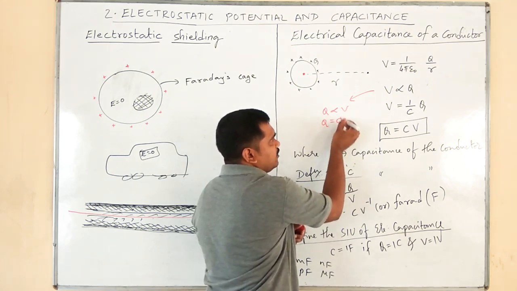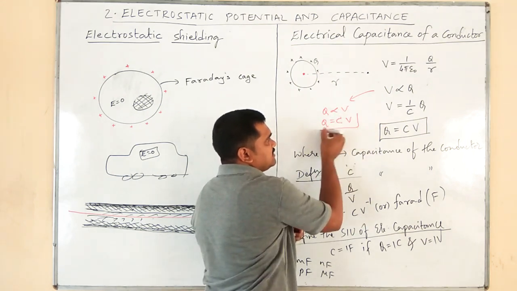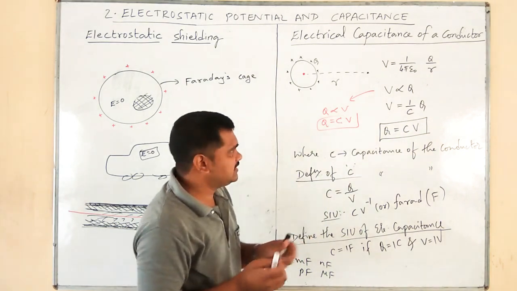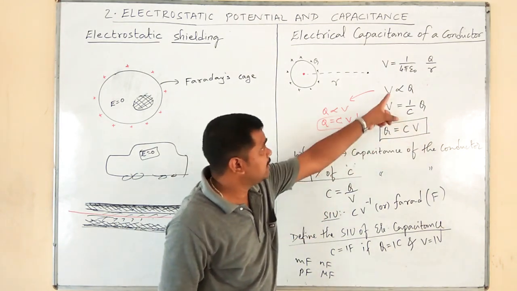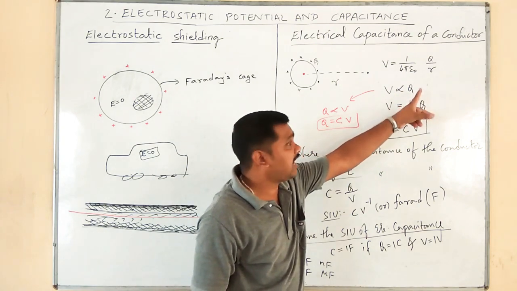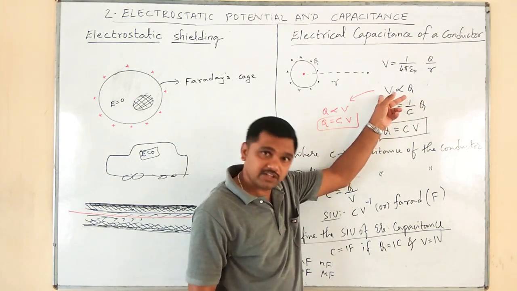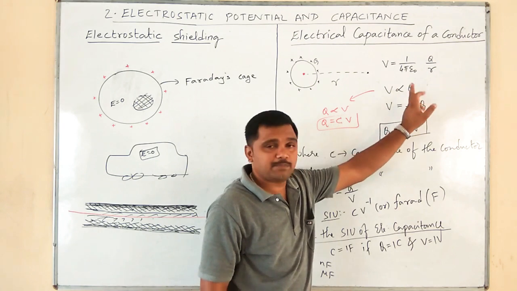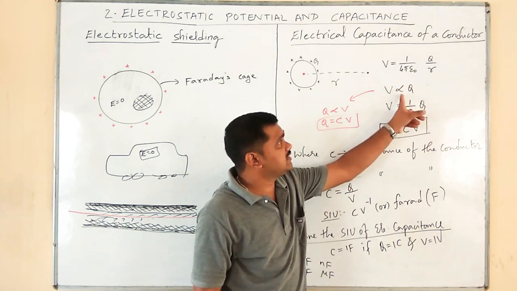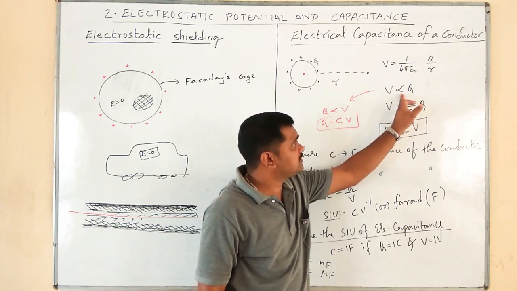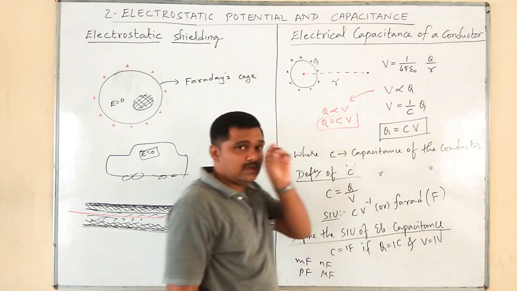Now you can remove this proportionality symbol and put C as a constant. Otherwise, it is the actual thing. It is the correct method because potential depends on charge, not charge depends on potential. Therefore, V is directly proportional to Q. This is the actual method. Here, after removing this symbol, we put the reciprocal of capacitance.